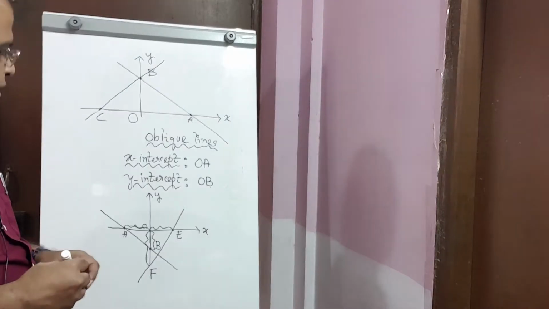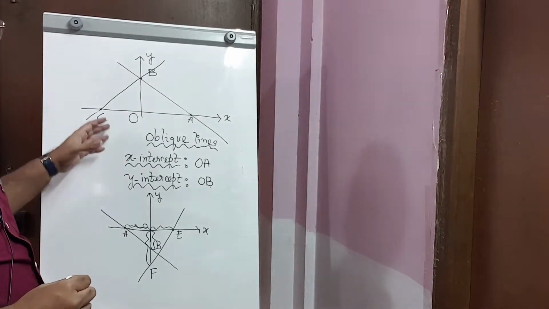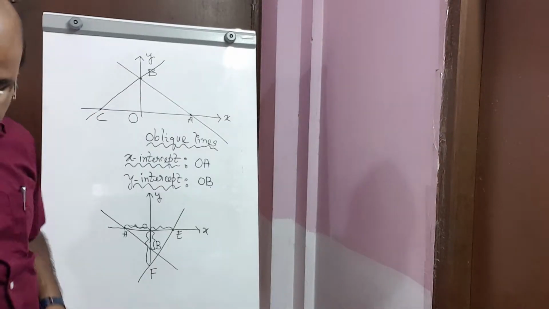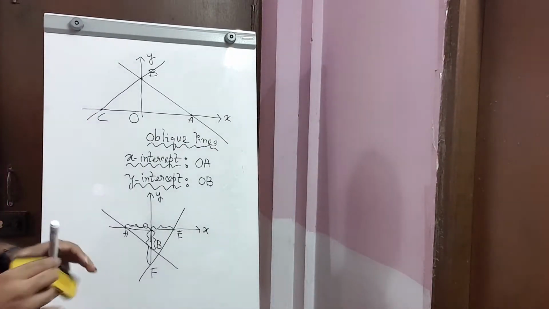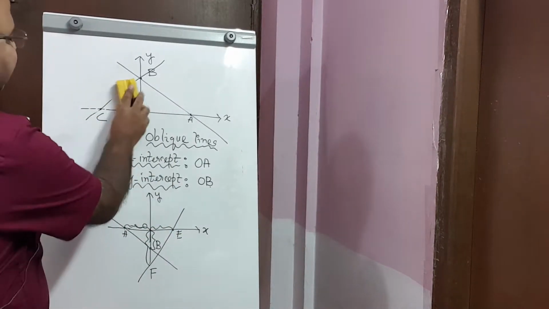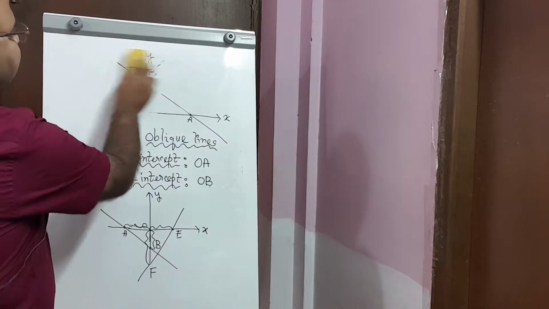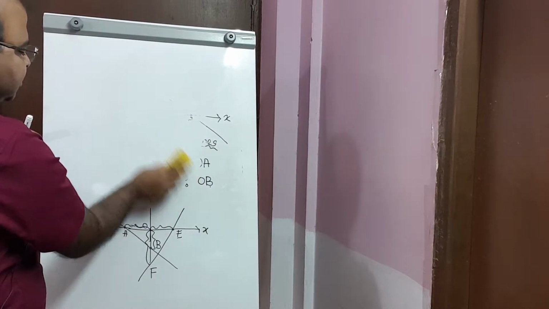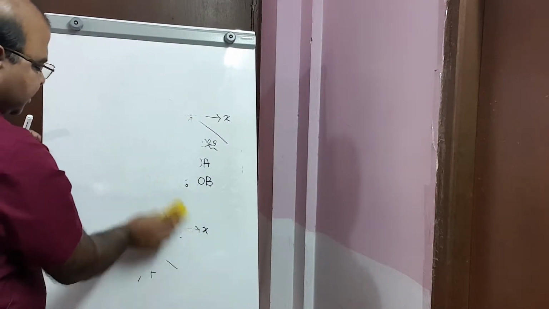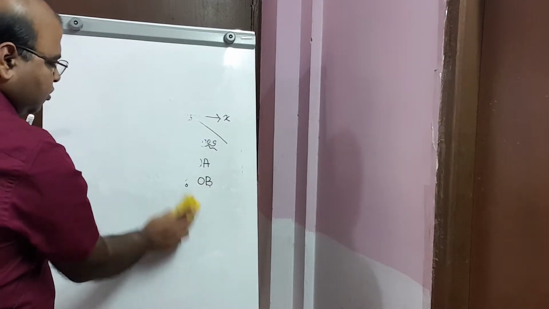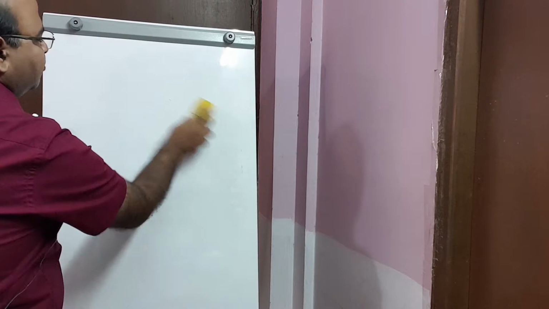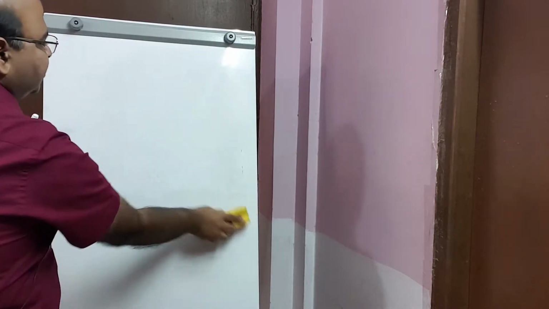Now let us discuss how to find the equation of such an oblique line. There are various forms to find the equation of an oblique line. Let me discuss the very first form, which is known as the gradient intercept form or the slope intercept form. That is the first form of the equation of an oblique line.